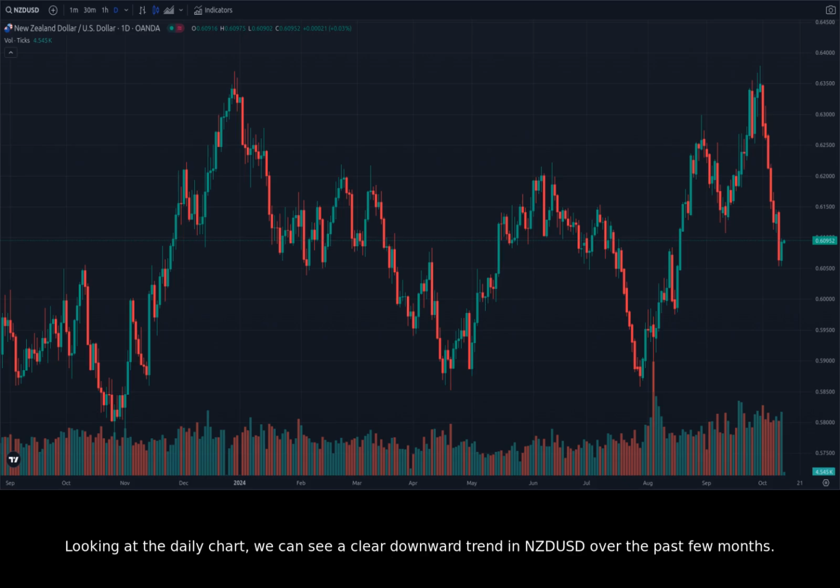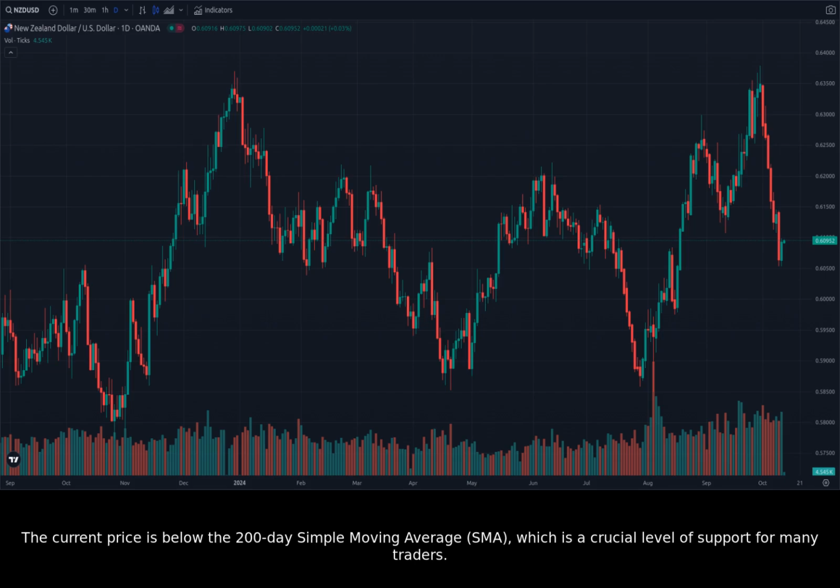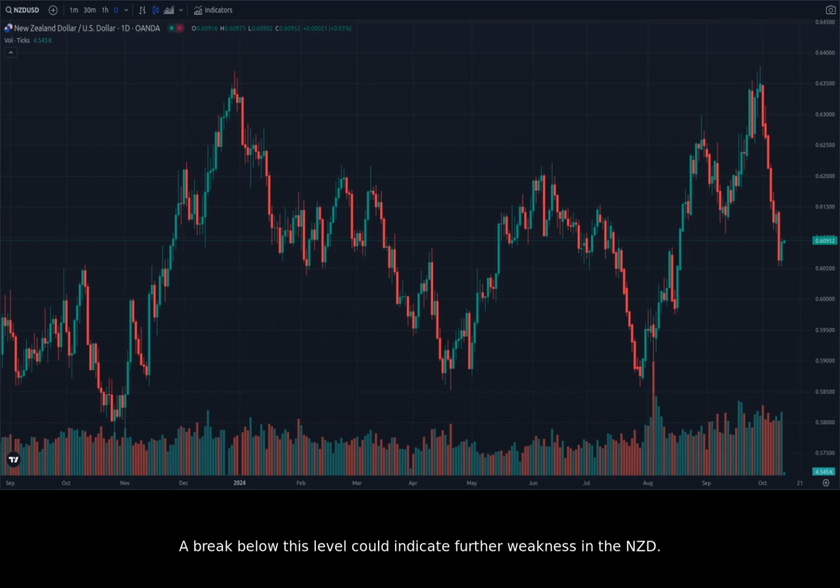Looking at the daily chart, we can see a clear downward trend in NZDUSD over the past few months. The pair has been consistently making lower highs and lower lows. This suggests that the bearish sentiment is strong, and we can expect more downside in the near term. The current price is below the 200-day simple moving average, SMA, which is a crucial level of support for many traders. A break below this level could indicate further weakness in the NZD.